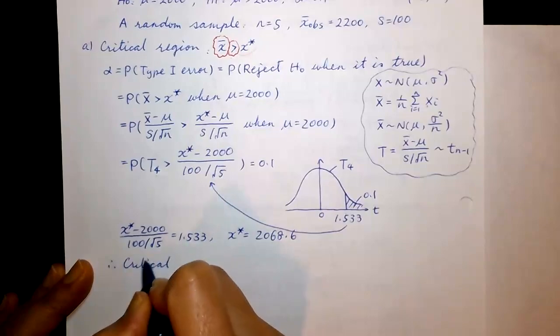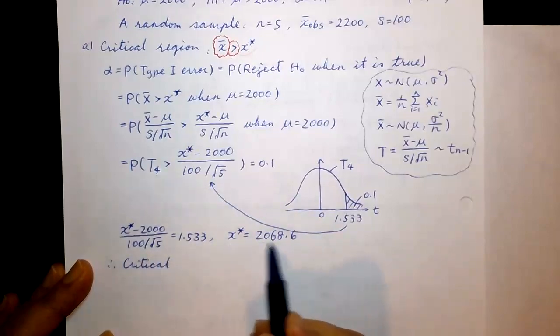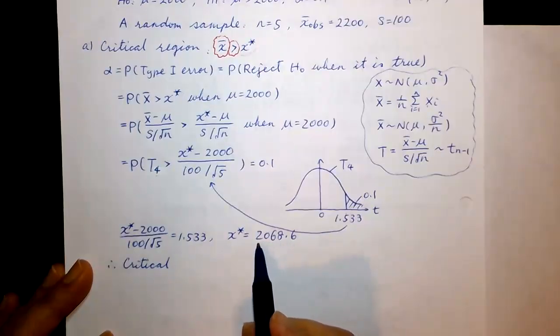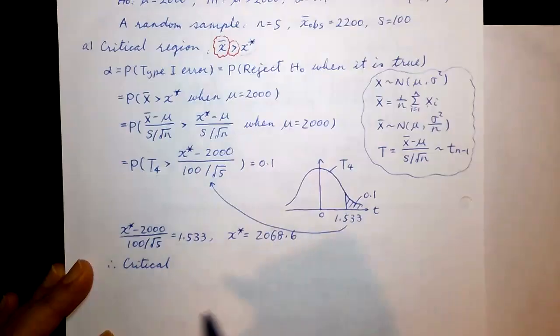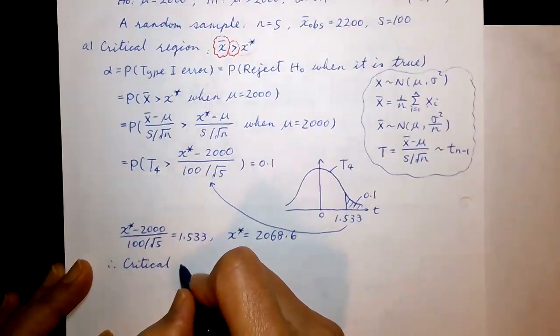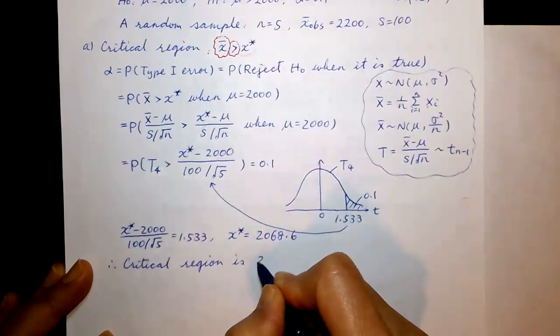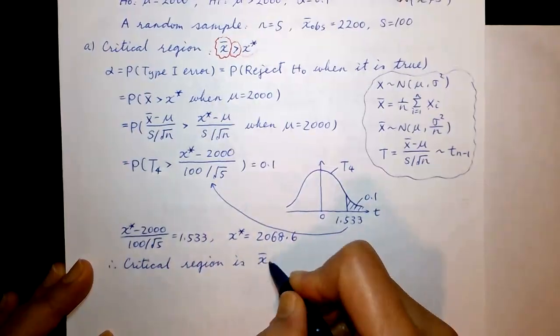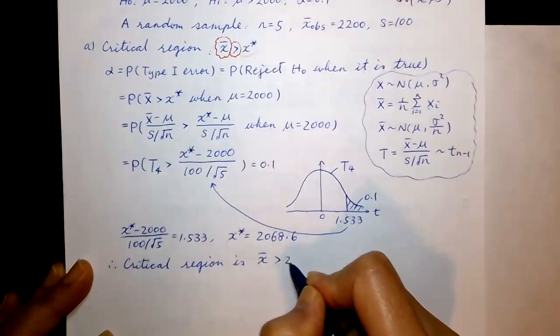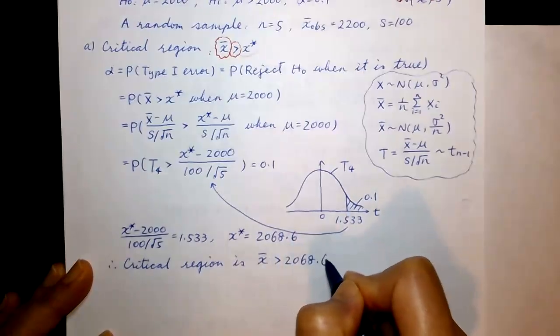Okay, the critical region is this. If you just give a value, what does it mean? Does it mean x bar has to be equal to this or less or greater? Which side? You have to pick the right side. Critical region is if the sample mean is more than this.